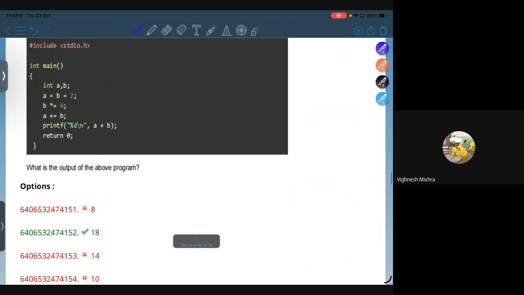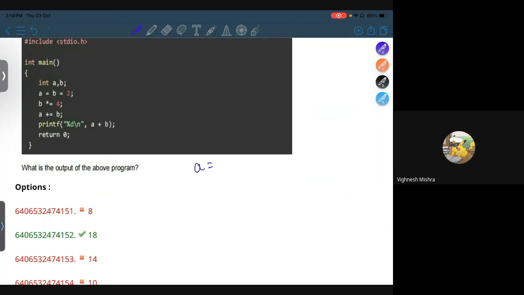What's the answer of this? So A is equal to 2, B is equal to 2, B into 4, so this is 8, A plus B, this is 10, the answer is 18.